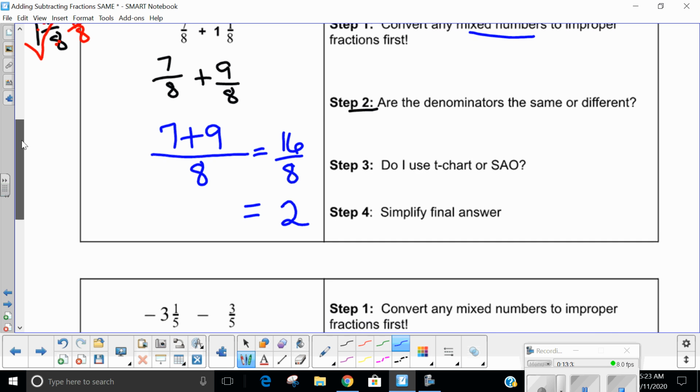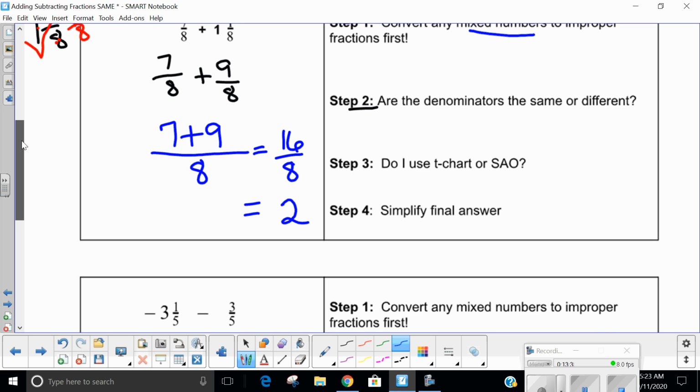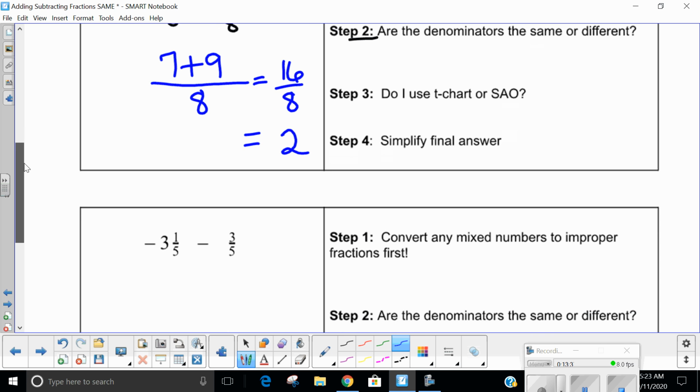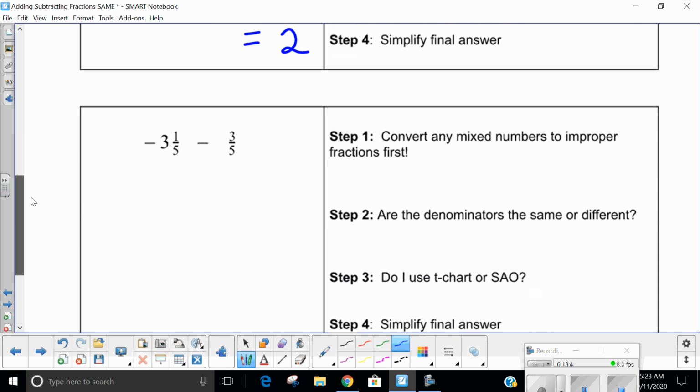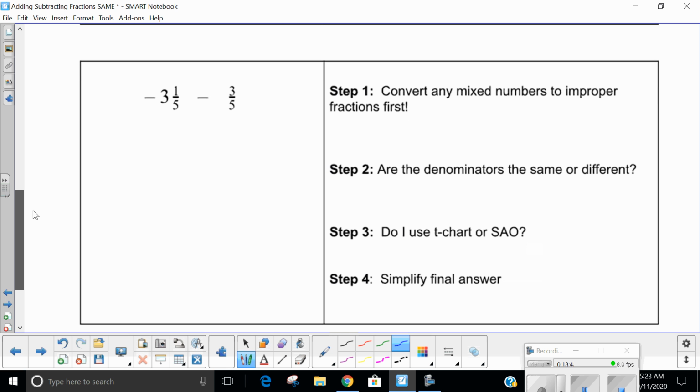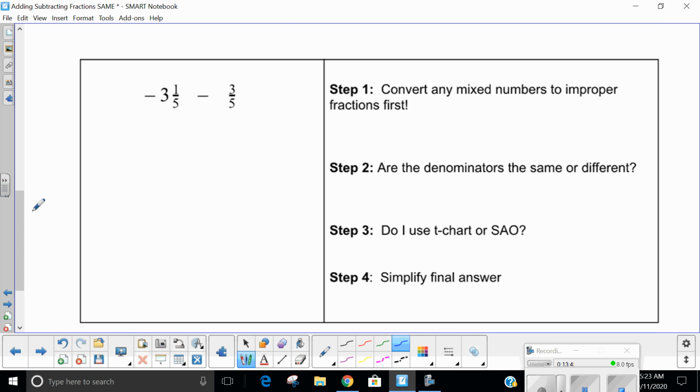But what happens if I have positive and negative fractions? Well, let's take a look at this next example, and this next example is subtraction. So let's look at step 1. We're going to convert any mixed numbers to improper fractions first. So we're going to rewrite this problem after we convert it.